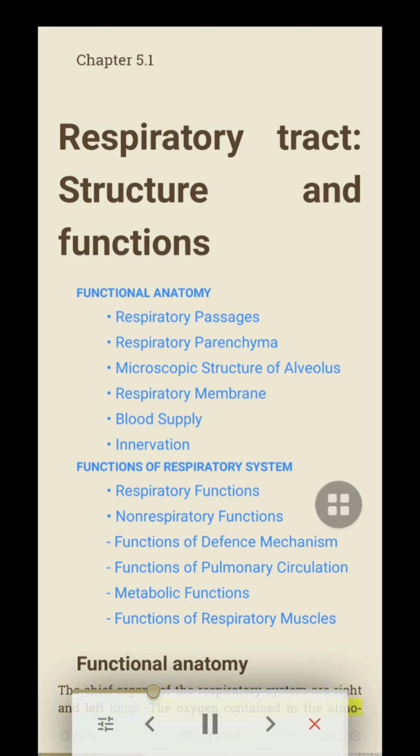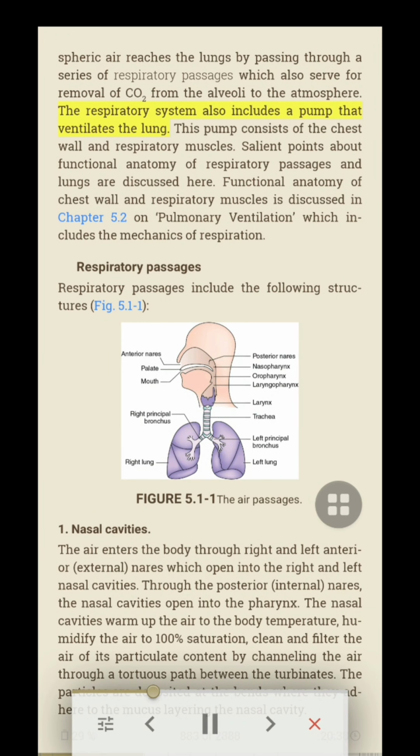Functional anatomy. The chief organs of the respiratory system are right and left lungs. The oxygen contained in the atmospheric air reaches the lungs by passing through a series of respiratory passages which also serve for removal of CO2 from the alveoli to the atmosphere. The respiratory system also includes a pump that ventilates the lung. This pump consists of the chest wall and respiratory muscles. Salient points about functional anatomy of respiratory passages and lungs are discussed here. Functional anatomy of chest wall and respiratory muscles is discussed in Chapter 5.2 on pulmonary ventilation, which includes the mechanics of respiration.